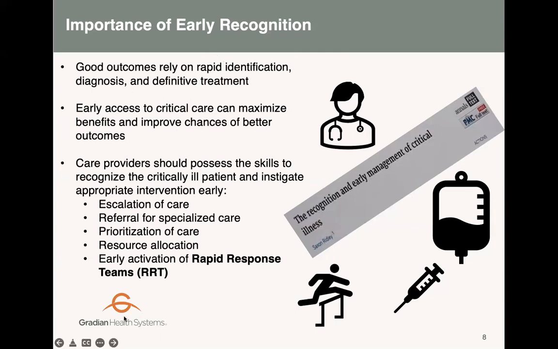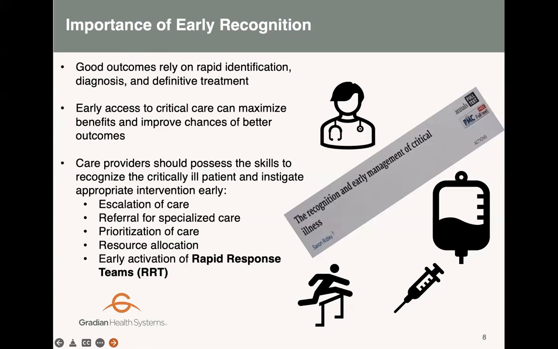The most important part is resource allocation, in terms of human resources and equipment. Another important thing is the early activation of the rapid response team. In the hospital, there must be a rapid response team, and there must be a mechanism to activate that system, so that the rapid response team can come early, respond, and treat those patients better.